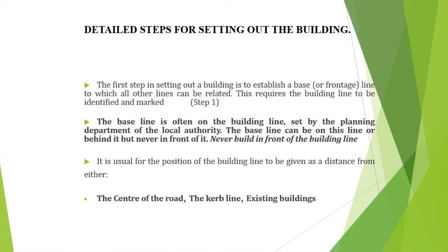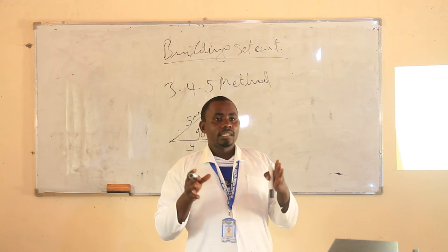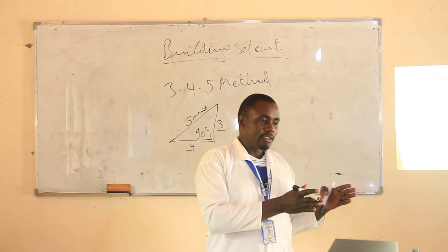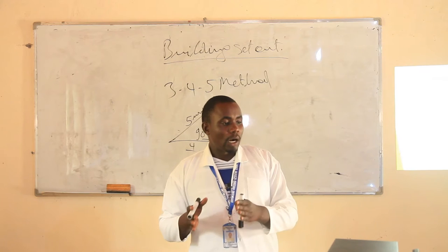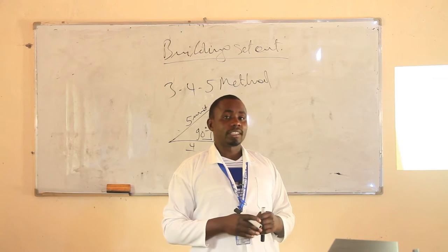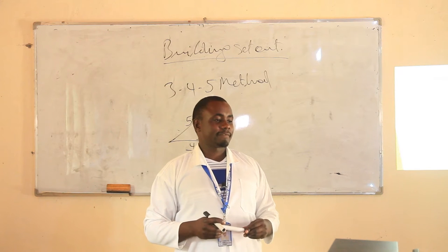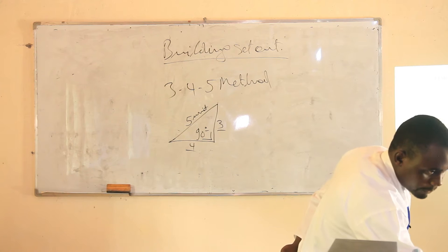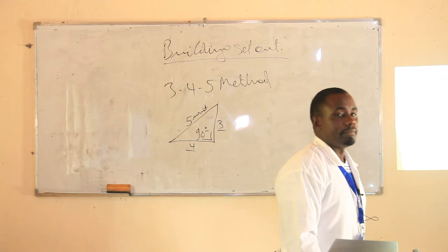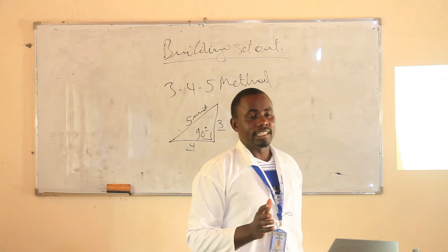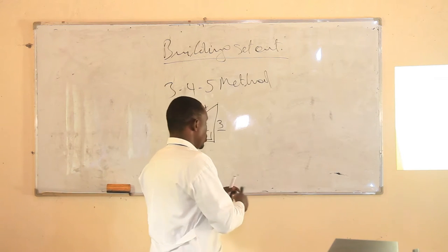close to the road. So there is a planner who has the task of planning or making decisions about the building line from the road, sometimes called setback distance. Never build in front of the building line. You have to build.